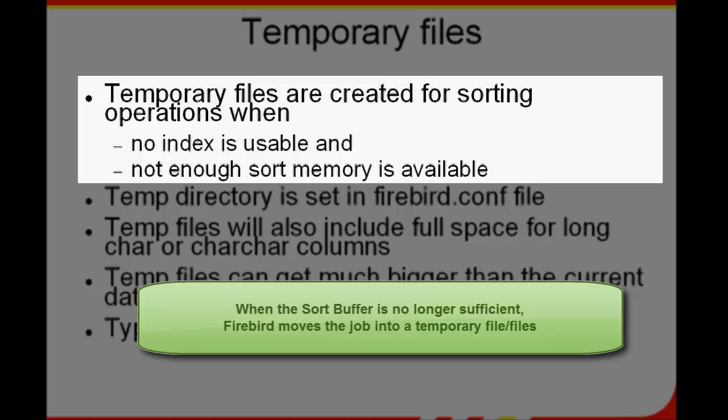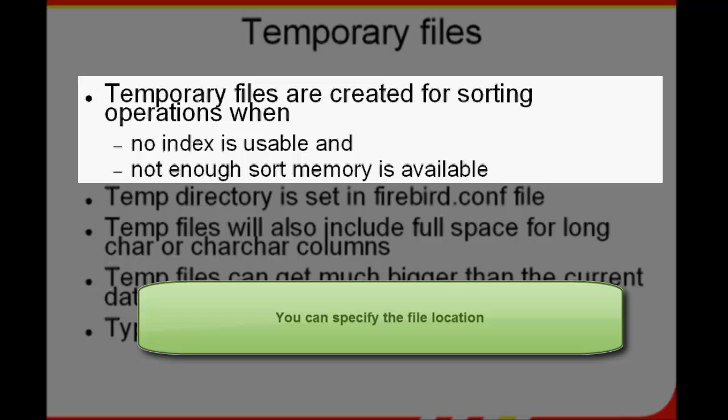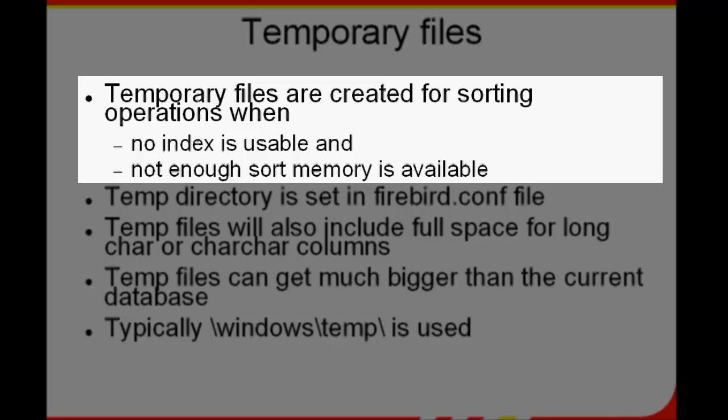From a certain size, when the sort buffer is no longer sufficient, it moves the job out into a temporary file or files, and you can specify where these temp files should be. Because of the intense batting backwards and forwards, you need to know where your temp file is in relation to your database. As soon as you need a temp file, it's because you don't have enough RAM or you've exceeded your internal limits. By its very nature, it's going to be reading things from the database cache and wanting to put things in the temp directory.